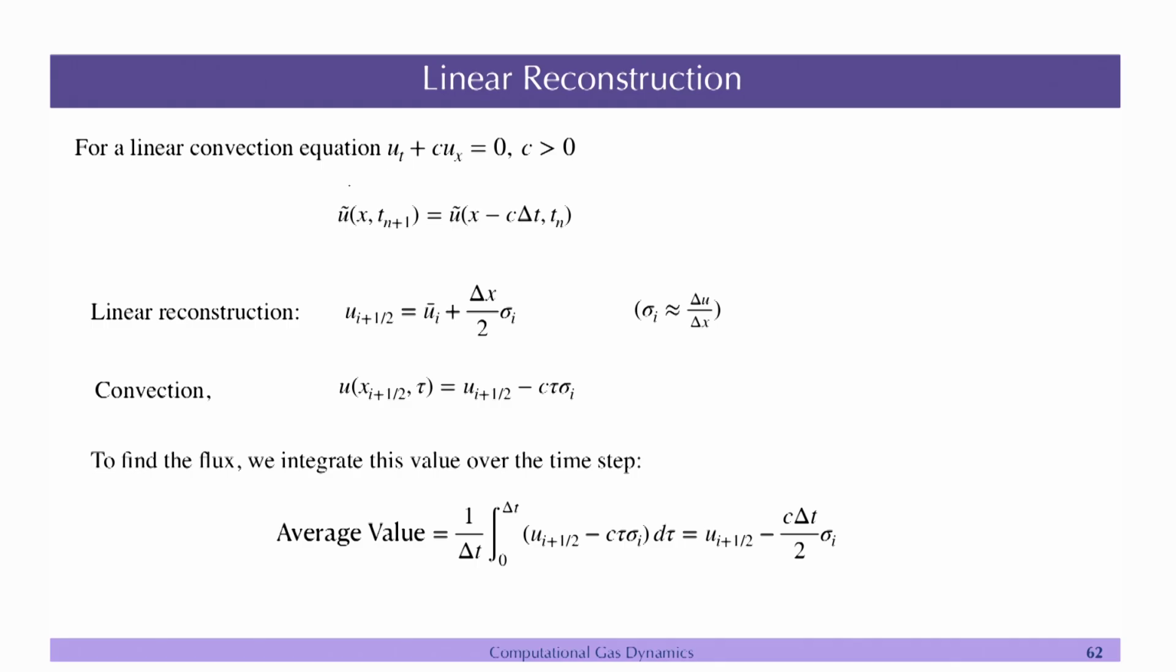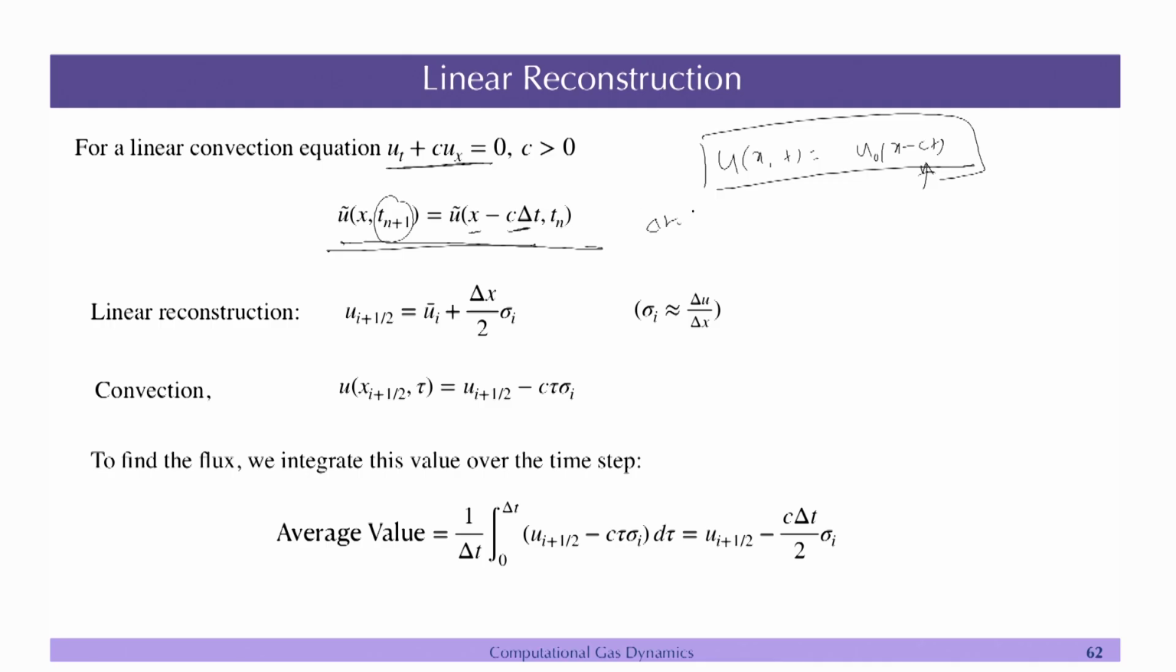So, for a linear convection equation, let us say u_t equal to c u_x, we know that u(x, t) will be u_0(x minus c t), right. This is what we had discussed earlier, where c is the characteristic speed, right. Similarly, you can write from here that t^(n+1) is equal to x minus c delta t. So, delta t is equal to t^(n+1) minus t^n, right.